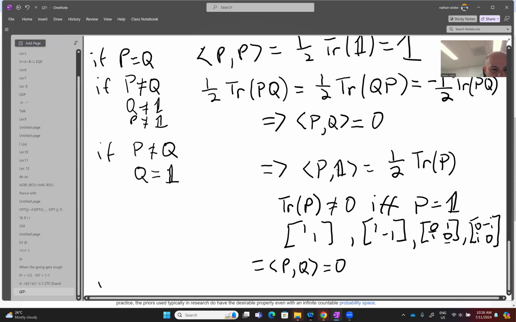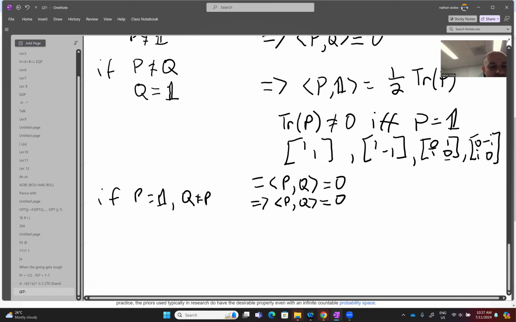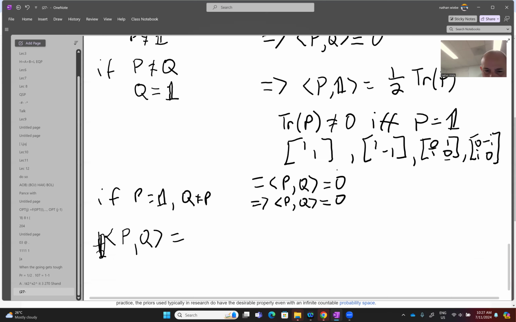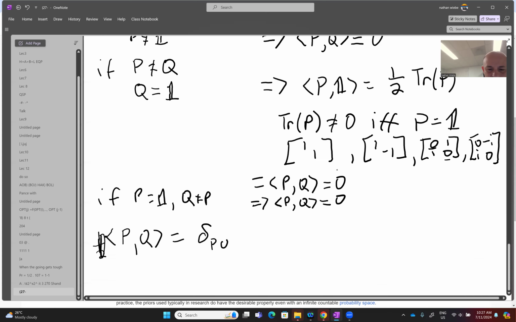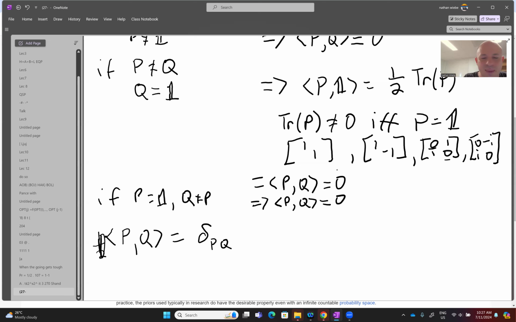And similarly, just by symmetry and the fact that P and Q are Hermitian, if P equals identity and Q is not equal to P, then this implies also that the inner product of P and Q equals 0. So we've gone through it, and as a result, we see that for two Pauli operators, the inner product between P and Q, with respect to the Hilbert-Schmidt inner product, is equal to delta PQ. Here I'm using Kronecker delta notation to say that the inner product is 0 if P is not equal to Q and 1 if it's equal to Q. So therefore, all the single qubit Pauli operators form an orthonormal vector space for the single qubit case.